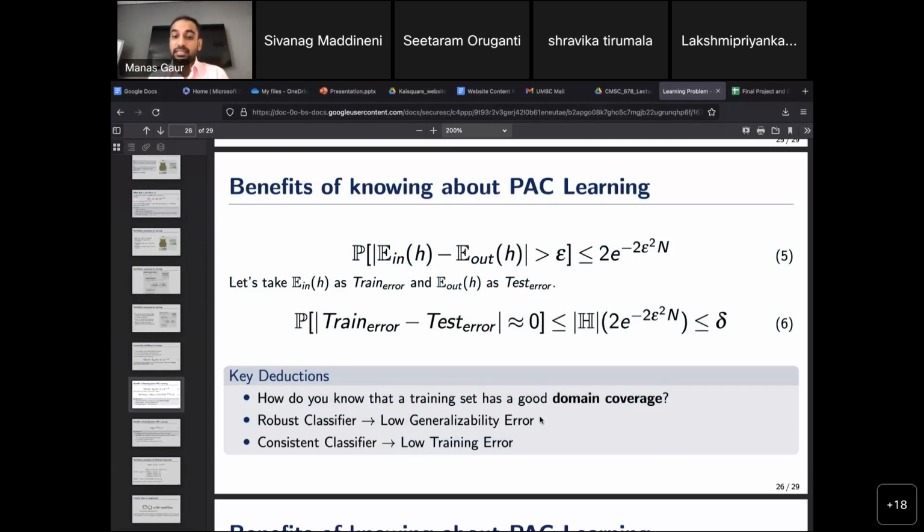The second point is low training error. A model which has a low generalizability error will definitely have a low training error. But a model that has a low training error does not mean, I repeat, low training error does not mean low generalizability error. So your task is always to achieve low generalizability error in your machine learning models.